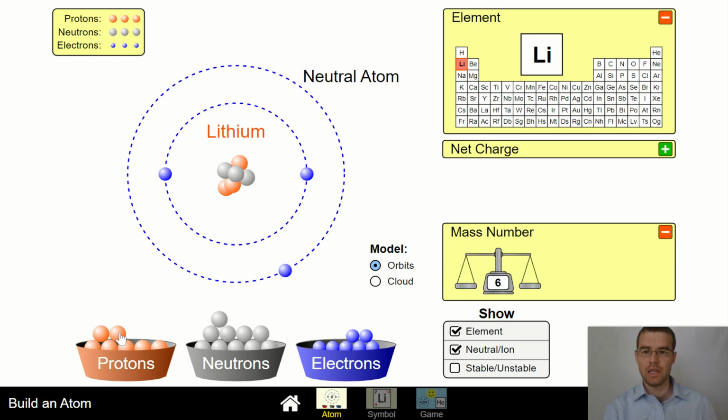If you increase the number of protons, it changes the element. In order to have an isotope, you can't increase the number of protons. You have to have the same number of protons, but a different number of neutrons. Lithium 6 is one common isotope of lithium. The other most common is lithium 7. If I add a neutron, you'll see that the mass number changes, but it's still lithium because it still has 3 protons.